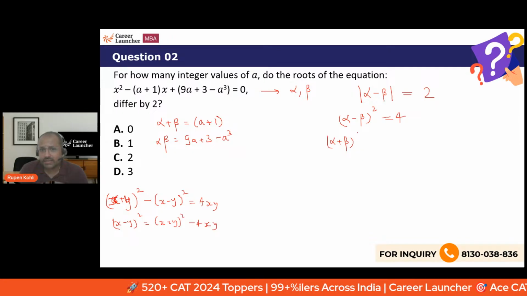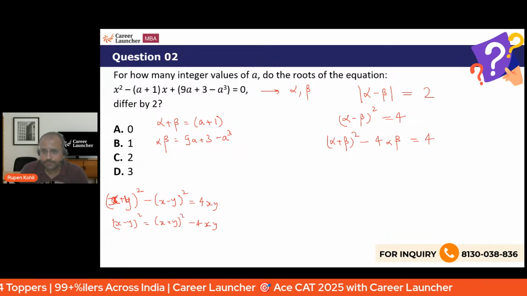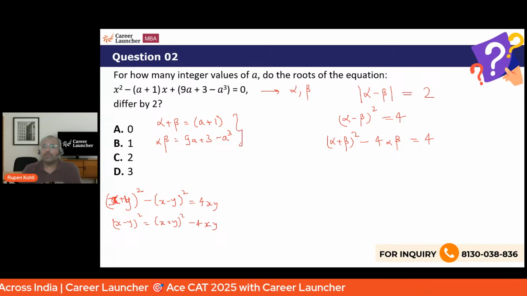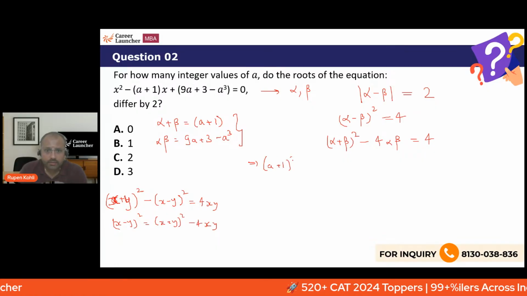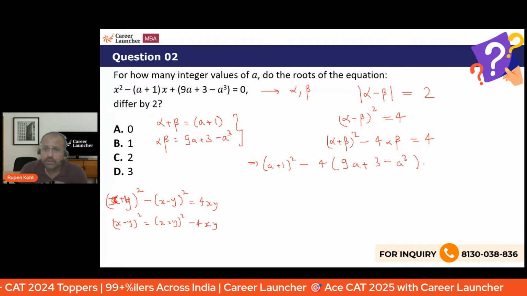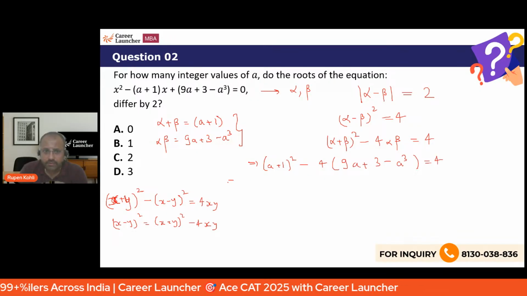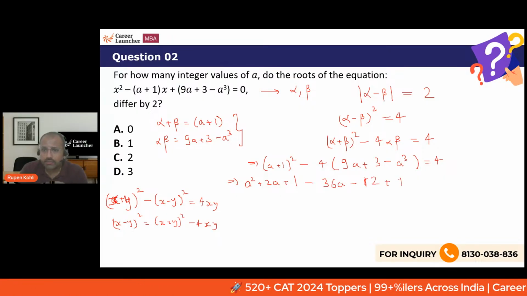So we can say that this is as good as alpha plus beta the whole square minus 4 alpha beta, that is 4. Now let us substitute what we know over here, right? So a plus 1 the whole square minus 4 times 9a plus 3 minus a cube is 4. So simplifying further, a square plus 2a plus 1 minus 36a minus 12 plus 4a cube is 4.